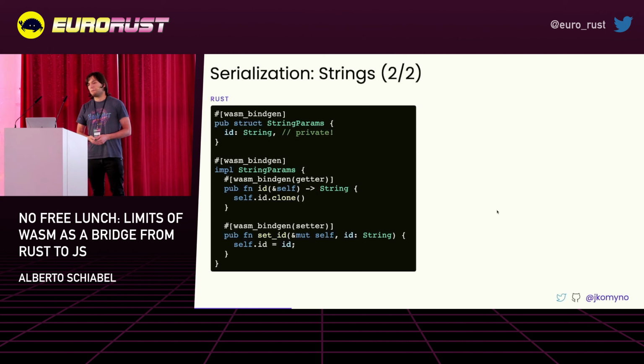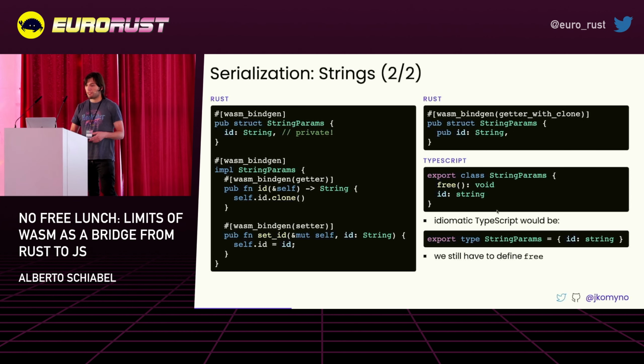It's a bit a long code to write, right? So there's this getter with clone attribute that does the same for us. And we get a type output that still has that free method from before that leaks out the internal details. But OK, it's usable.